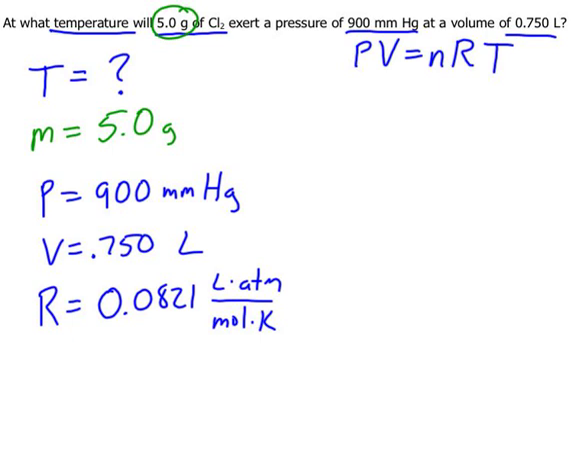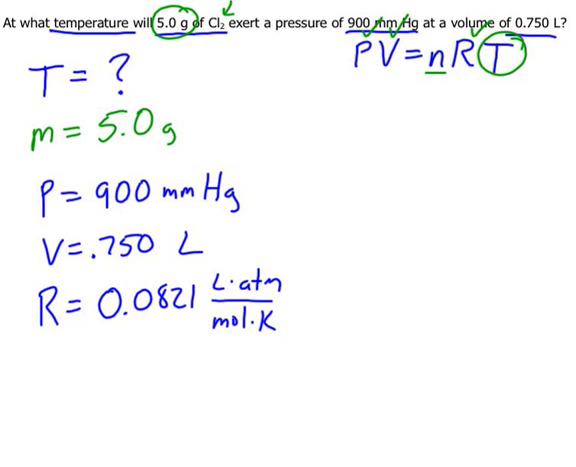So let's identify what we know and what we don't know. We know pressure. We know volume. We, at the moment, do not know moles. We know R, and we're looking for temperature. So the key to this problem is figuring out how many moles I have. So I have the mass, and I also have that it's Cl2.